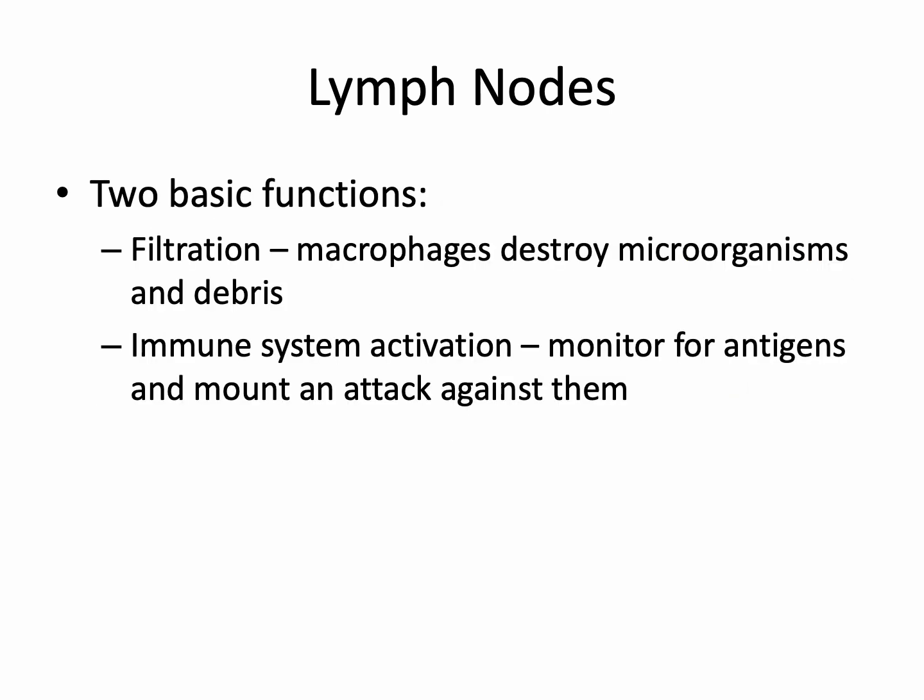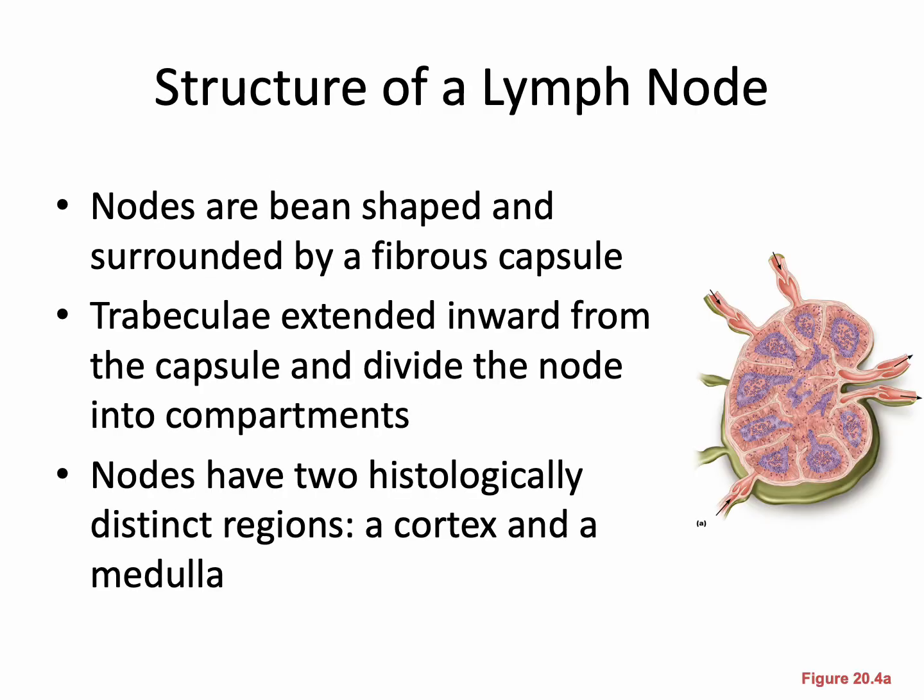As far as those lymph nodes, their main function is to filter. So macrophages will help destroy microorganisms and cellular debris that have wound up in the lymph, and immune system activation, where we have our lymphocytes monitoring for antigens that can then develop a coordinated adaptive immune response. Structurally speaking, it's a little bit easier to take a look at this on the next slide where I have things labeled.